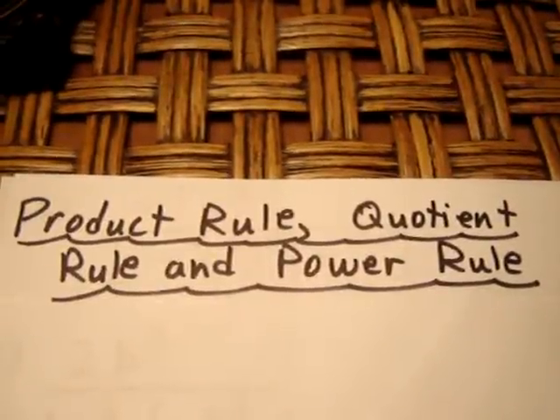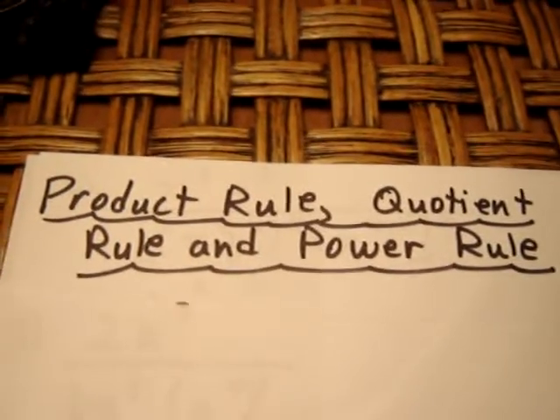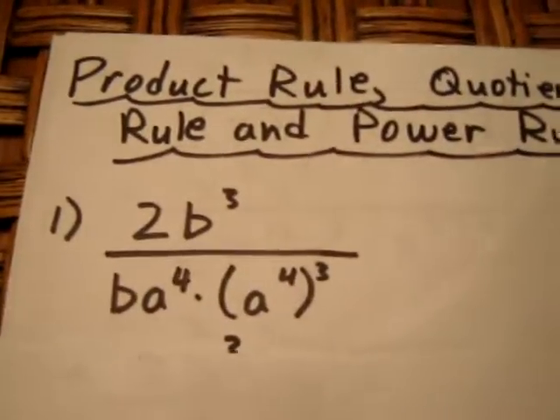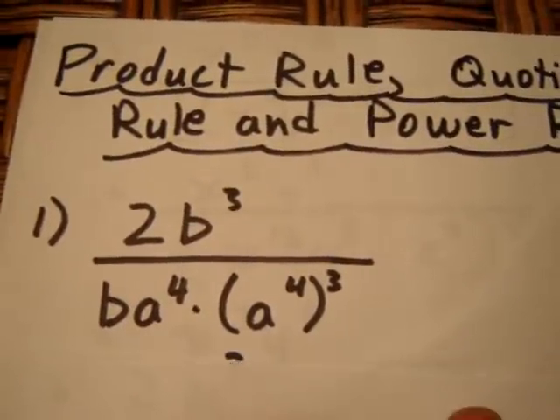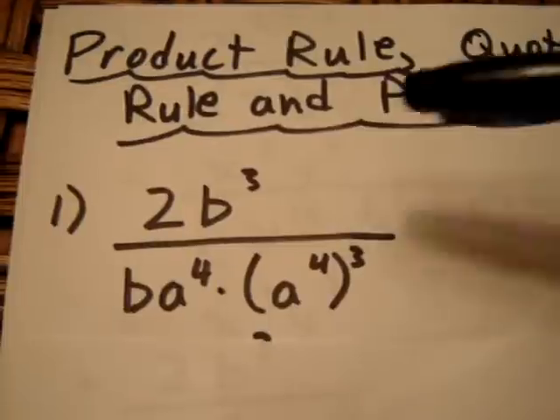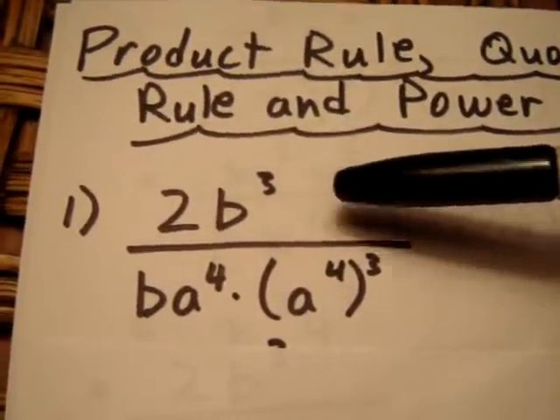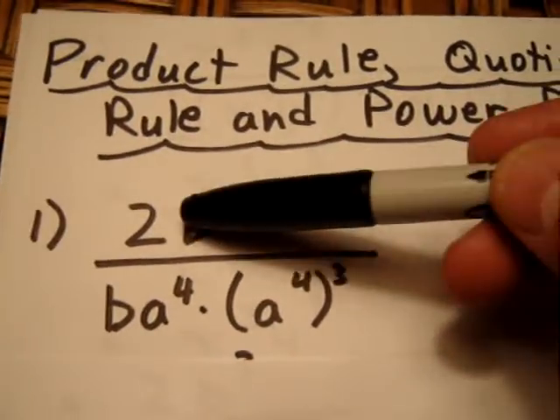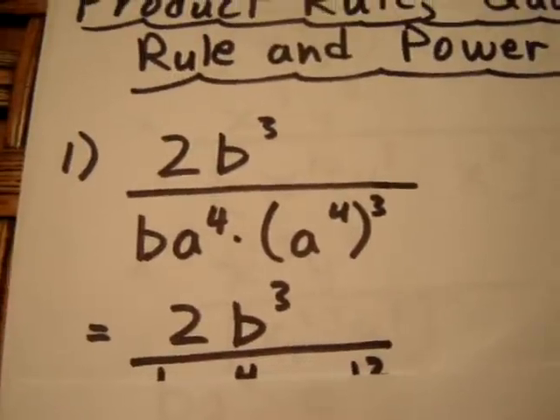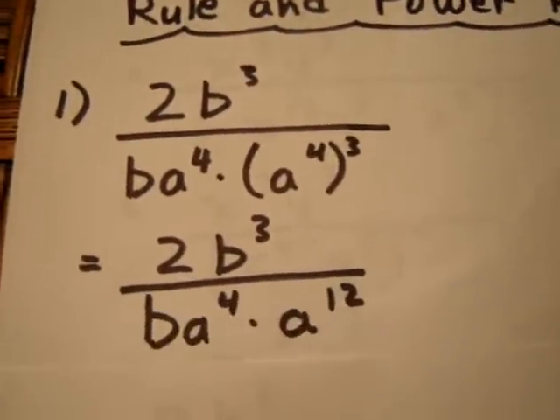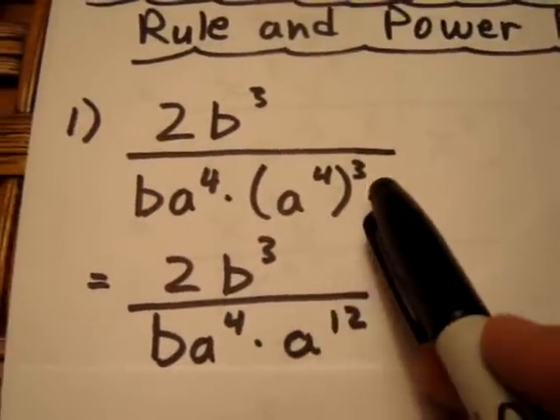For the next question, we'll consider a case where we have to use the product rule, the quotient rule, and the power rule. Voila. We have 2b cubed over (ba to the 4 times a to the 4) quantity cubed. In these questions, I want you to simplify, I want you to do the dividing last. So I want you to simplify the entire numerator, simplify the entire denominator. So our numerator stays the same, and our denominator becomes ba to the 4 times a to the 12.